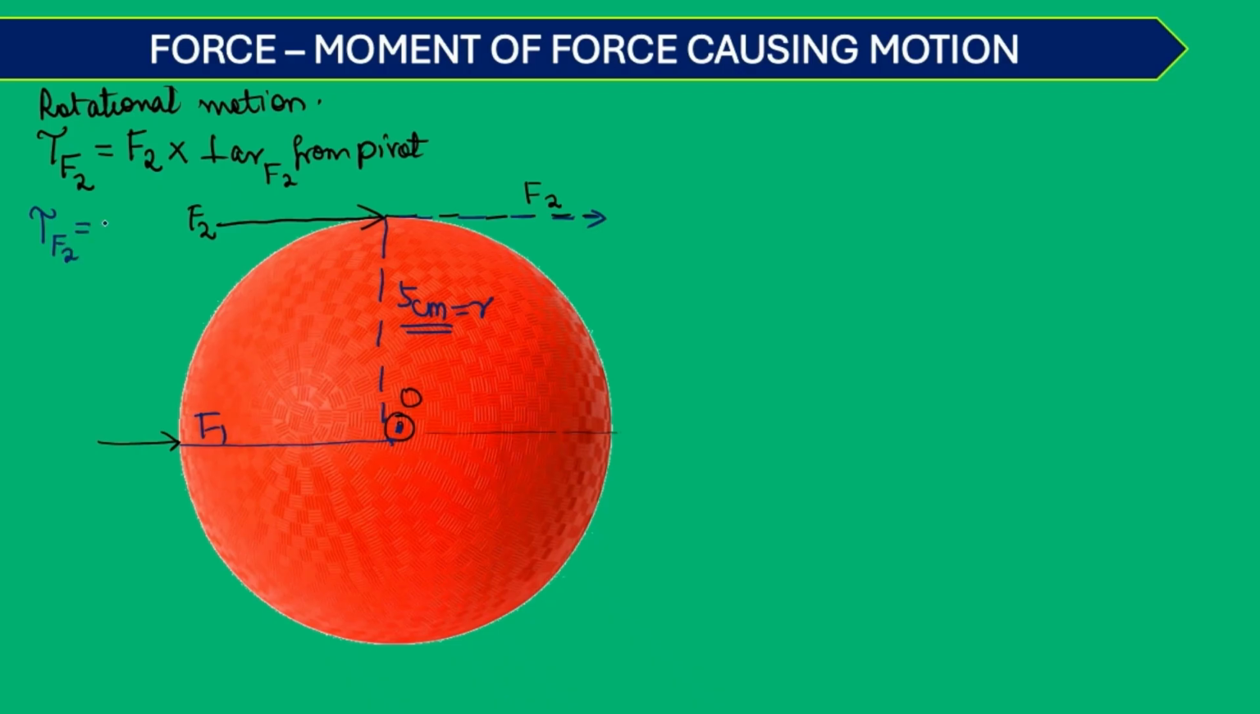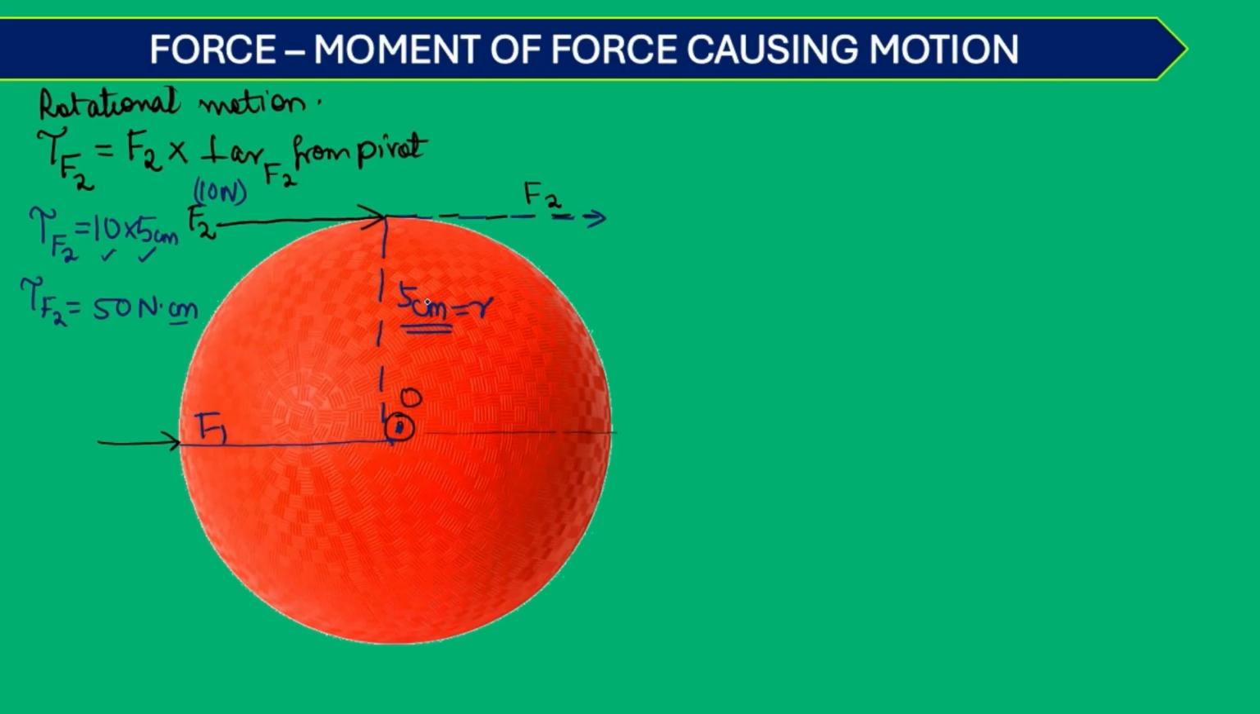Torque due to F2 is going to be the same. Let us take this as 10 Newton only. So 10 into what is the perpendicular distance? 5 centimeter. So what is the torque due to F2? Torque due to F2 is 50 Newton centimeter. Unit is always unit of force into unit of distance. If this would have been 5 meter, then the torque would have been 50 Newton meter, but we have taken it as centimeter. So let's leave it at Newton centimeter for now.